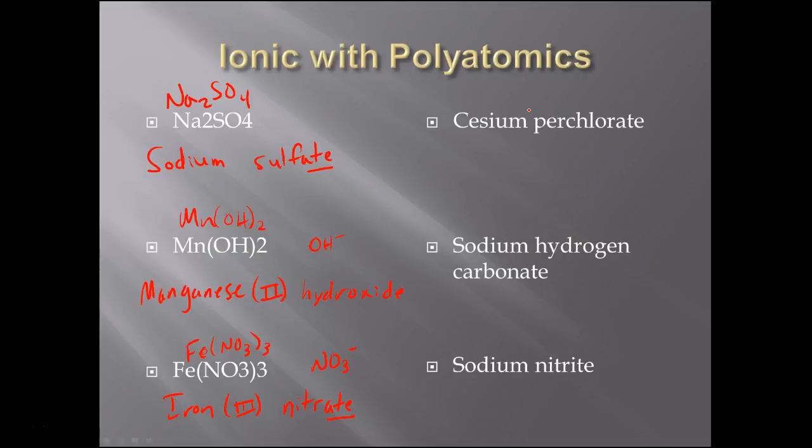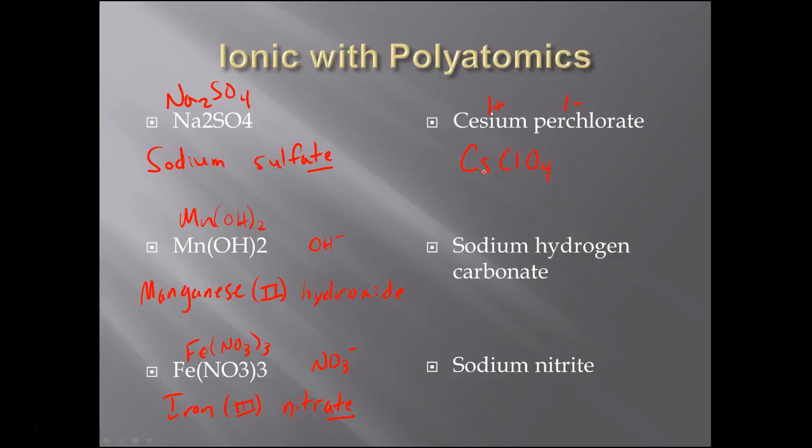Cesium perchlorate. The first thing we need to check is the charge of each one of these. And cesium is going to have a charge of, let me get my periodic table here because this one I don't have memorized. Cesium is in the first column of the periodic table, so it's going to be a 1 plus charge. And perchlorate, if you remember, is going to be a 1 minus charge.